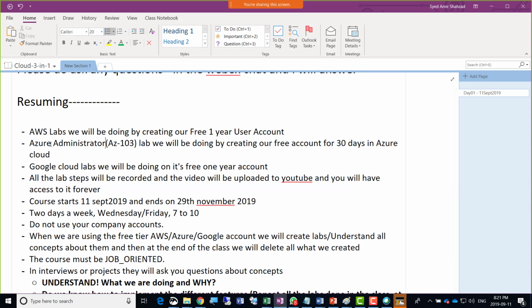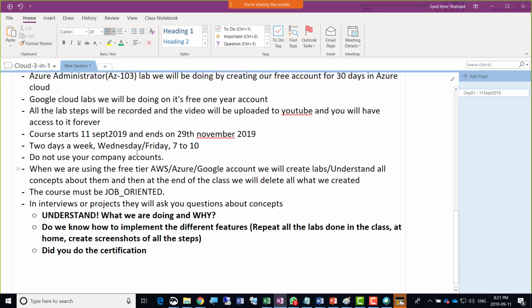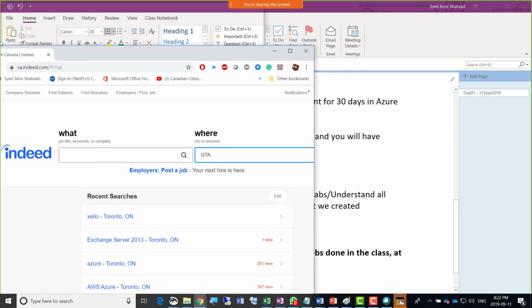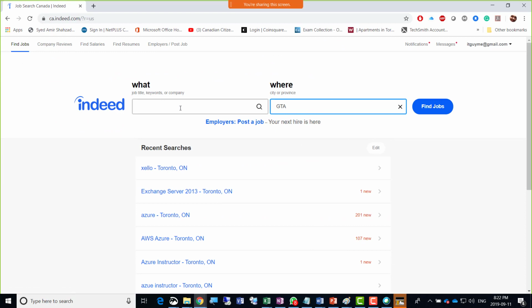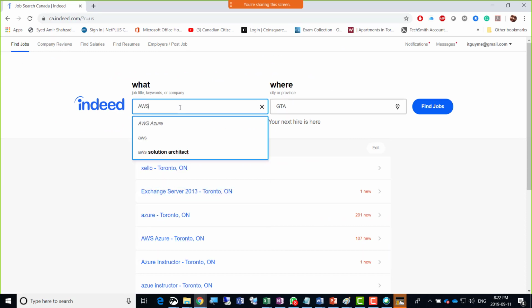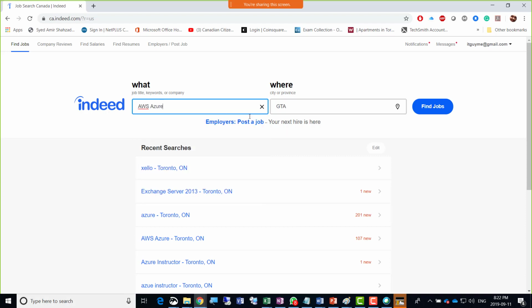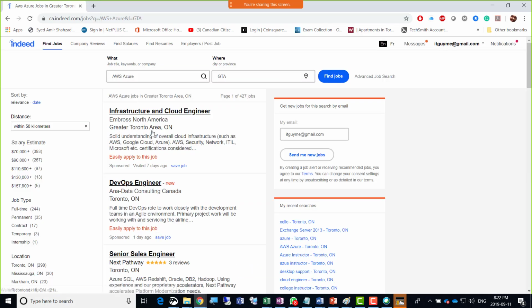I'm going to be talking about the exam now, but before that, I was talking about jobs: that in GTA there are more Azure jobs. But if you understand the leader of the cloud, which is AWS, then understanding Azure will be a piece of cake, right? So that's why I am dragging one screen here, and that is Indeed.com, which you must know already. I'm just going to put here AWS and AWS Azure, and I'm searching for jobs in GTA, Greater Toronto Area, and then find jobs. Then there's a long list of jobs that are asking for pretty much.